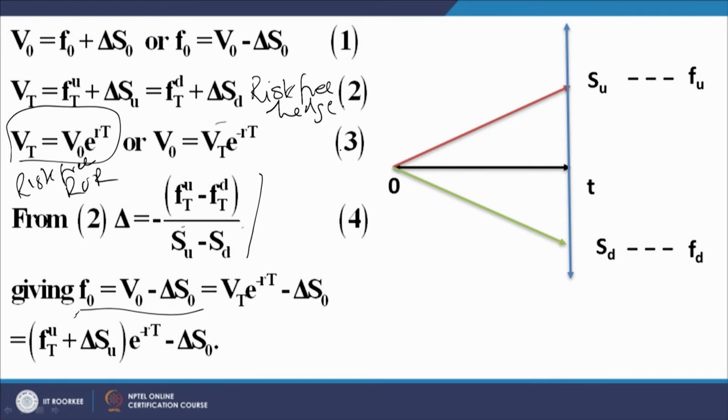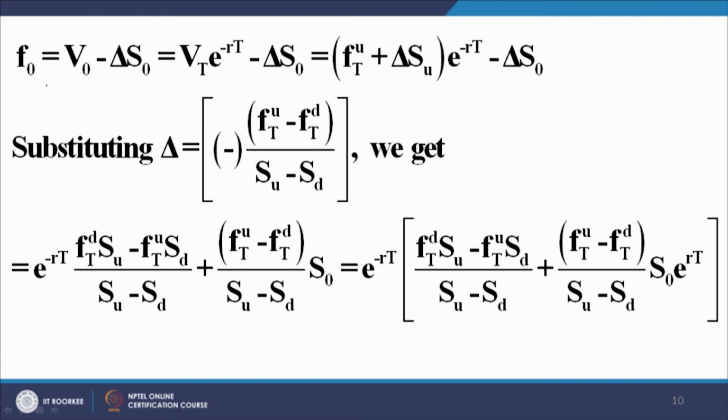This follows from equation number 3, and delta S 0 we keep it as it is, and we move to the next slide, where we will substitute the value of delta given by equation number 4. So, f 0 is equal to V 0 minus delta S 0, we have it from the previous slide, is equal to V t e to the power minus r t. We are substituting V 0 in terms of V t, and then we are substituting V t equal to this.